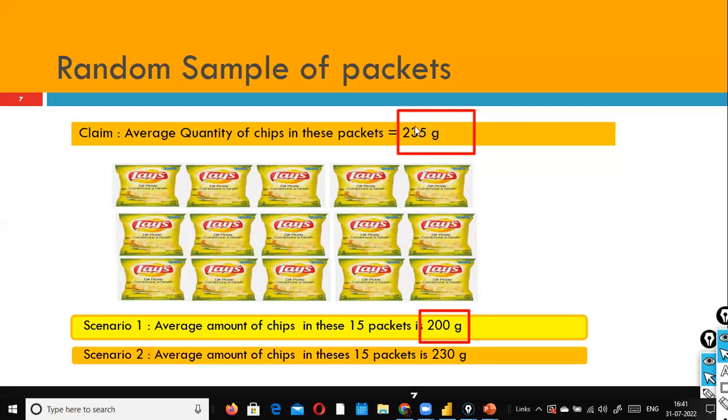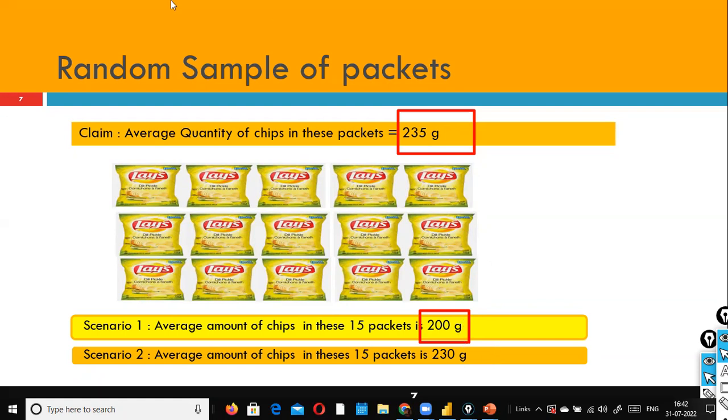Supposing when I unpack all the 15 packets, I find 230 gram, is it okay with you all? What do you conclude here? Are you okay with this? I'm getting 230 gram after unpacking these 15 packets, and if I weigh them, the average amount of chips in each packet is, let's say, 230 gram. They printed 235 gram, but whereas 230 gram is there. Are two scenarios: one is 200 gram and one is 230 gram.